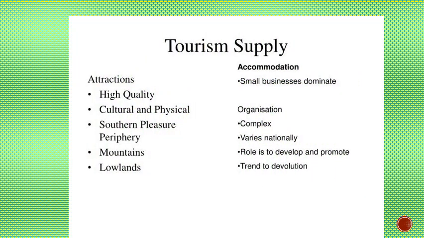So tourism supply, like attraction, had high quality attractions and accommodation. Small business was dominant there because everyone used to take the small accommodation based on the budget. Cultural and physical attraction was more, and there was an organization for accommodation. They have a southern pleasure periphery, so in order to attract people they do that. They have a complex to attract tourists in the accommodation sector.